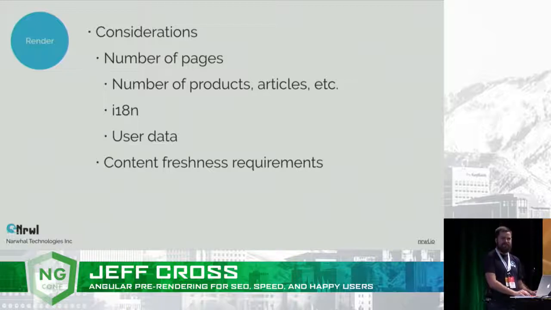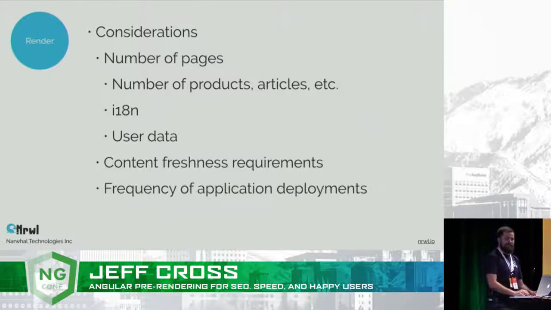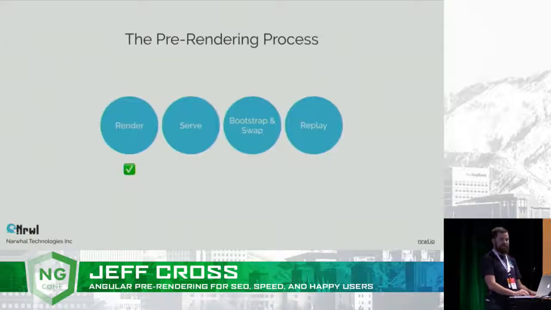And then your content freshness requirements. If you need to have something that's up to date, like a bank statement, or a blog, or comments, or a Twitter timeline, obviously that's not going to lend itself very well to build time pre-rendering. And the frequency of application deployment. If you have 1 million pages to pre-render, and it takes hours to pre-render all that, that's probably going to be something you don't want as part of your continuous development process.